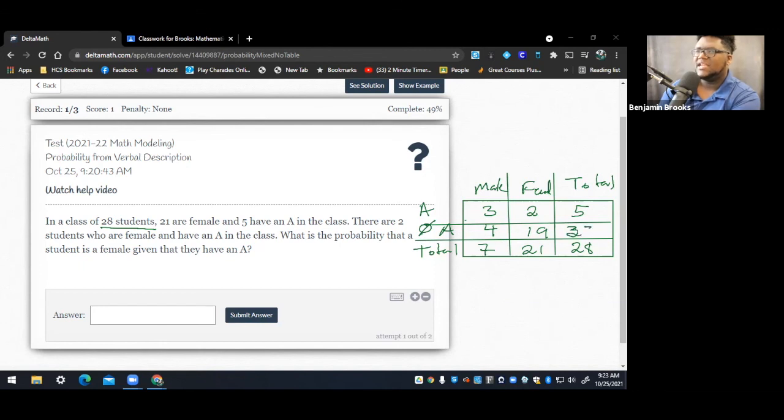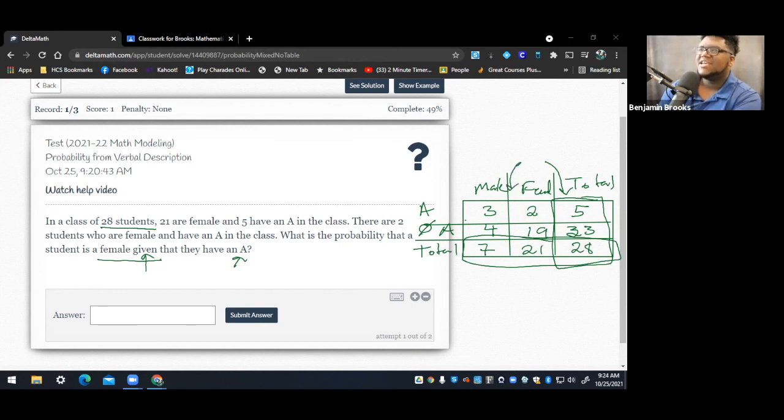And once again, our way to check and make sure our tables are correct is if these add up to be 28 and they do, and these 2 add up to be 28 and they do. So now what I can say is, all right, so the question asks, what is the probability that a student is female given, no, this is not the entire class here. It's given that they have an A. So how many students have an A?